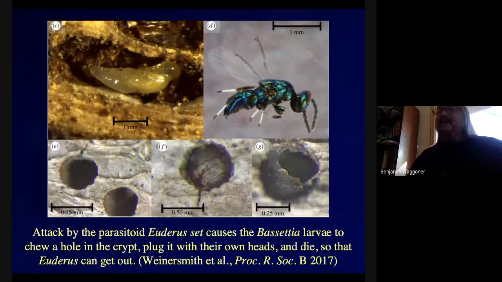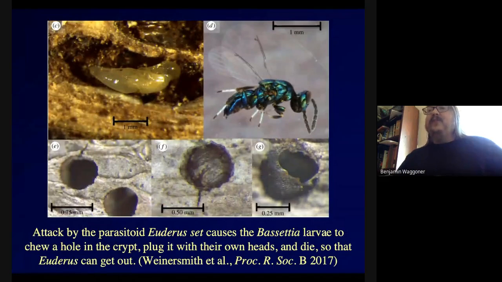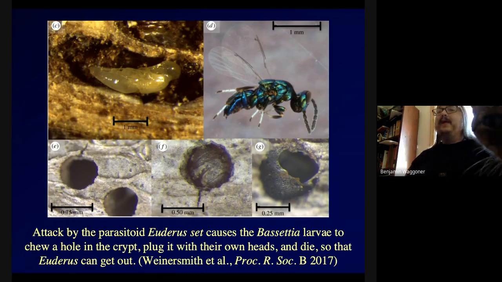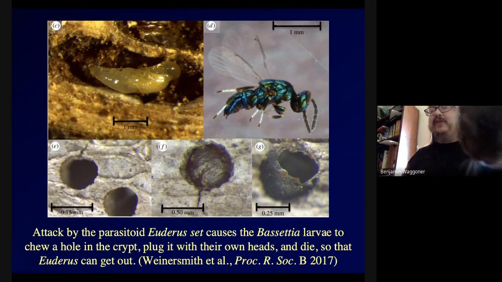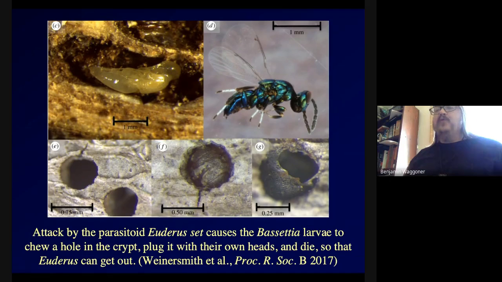Bassettia gets parasitized by the recently named parasitoid Euderus set, named after Set, the Egyptian god of evil and chaos. And if they're parasitized by Euderus set, the Bassettia larvae will chew a hole in their own crypt, stick their heads into the hole to plug it up, and then die. Why do they do that? That enables the Euderus larvae to chew a hole right through the Bassettia larvae's head and get out.